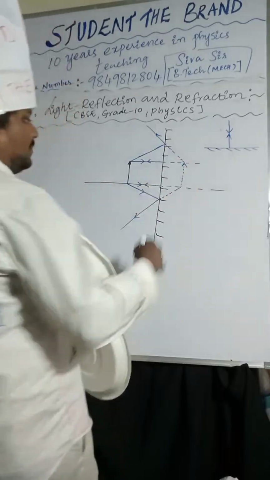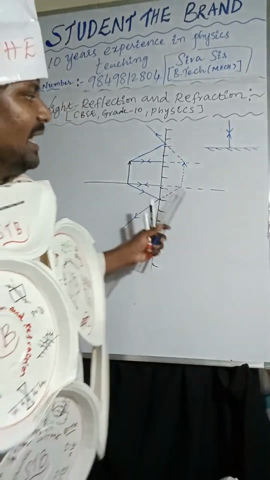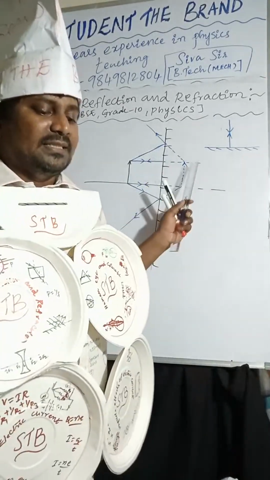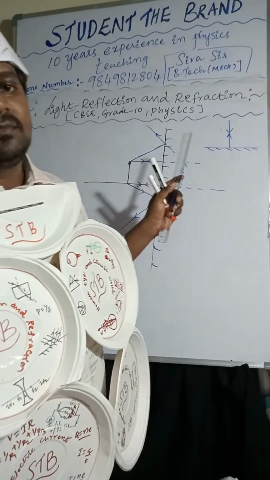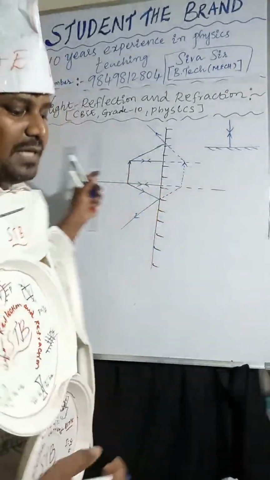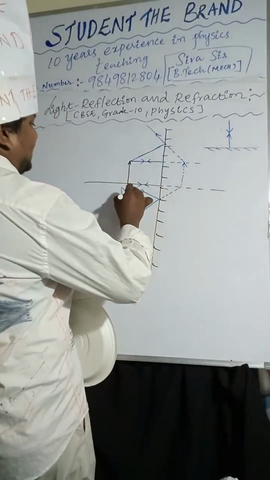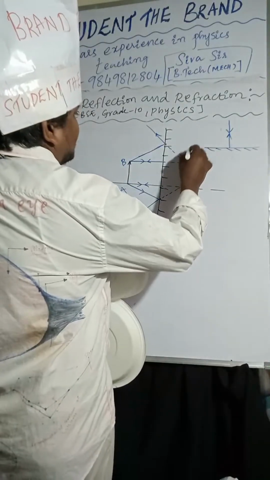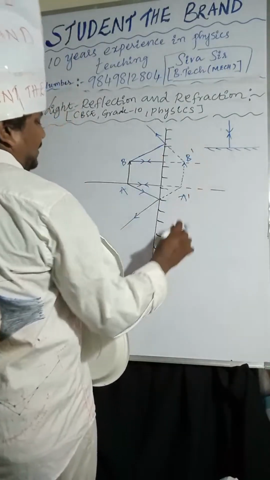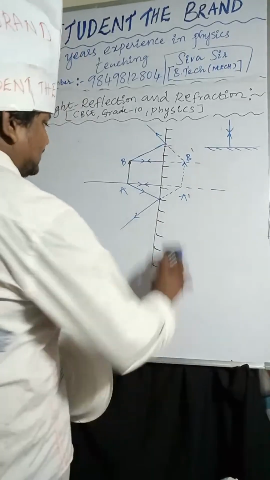So what type of image will form? Virtual, erect, and same size. Okay, so I'm considering this as AB, and this as A dash and B dash. So AB, A dash and B dash. Right? Yes.